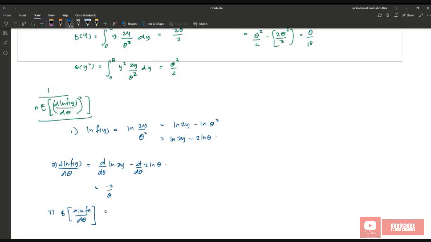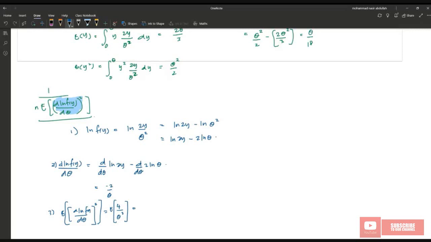Right, so this one should be equal to, because before that we will use the second formula, right? The second formula is we need to square the derivative. So this is going to be squared here. This is a big bracket. So this is going to be 4 over theta squared, the expected value.